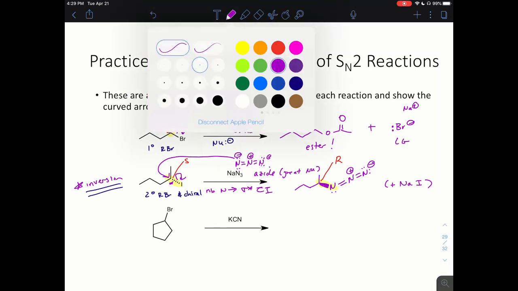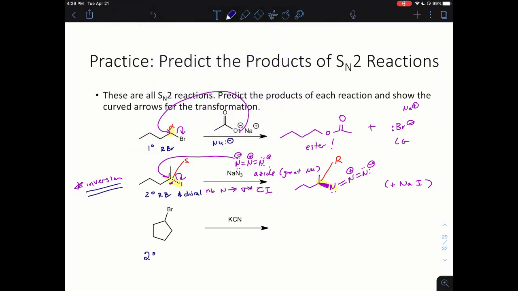All right, last example. This time we have a secondary alkyl halide, but it's achiral. Oops, and of course this was an alkyl iodide.